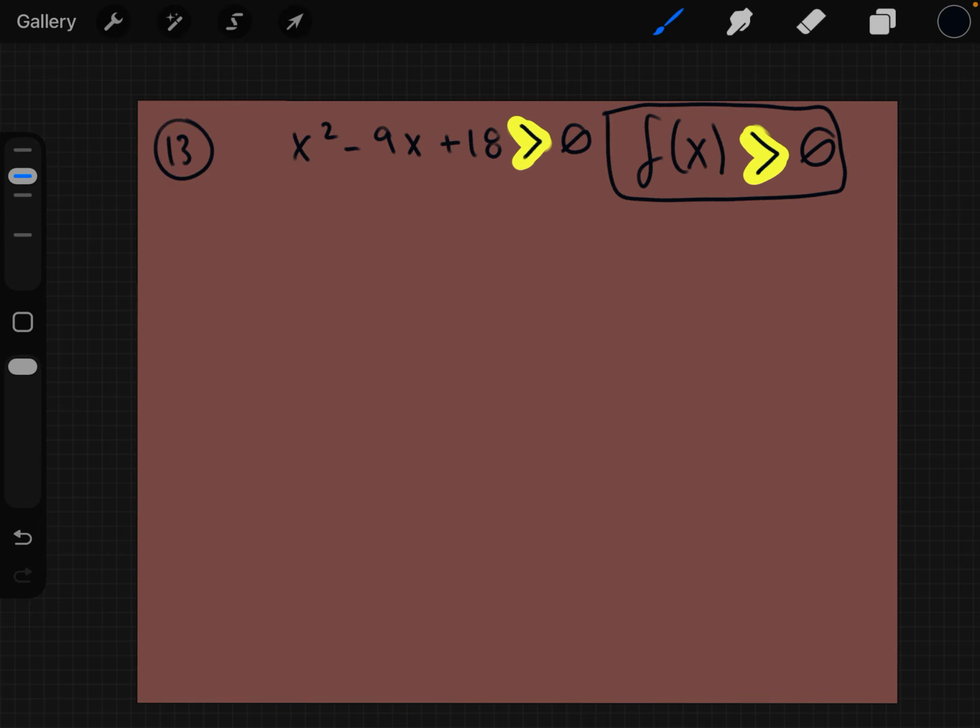Okay, this should be old news by now, but we're gonna have to factor what adds to -9 and multiplies to +18.